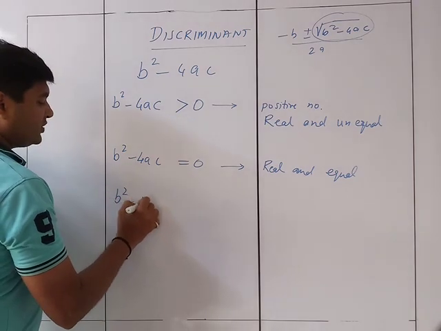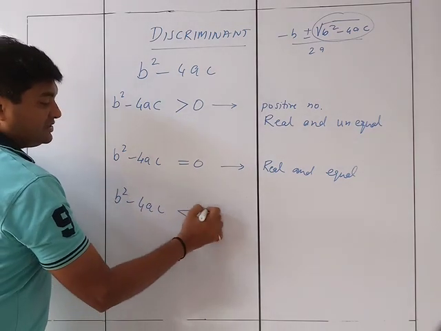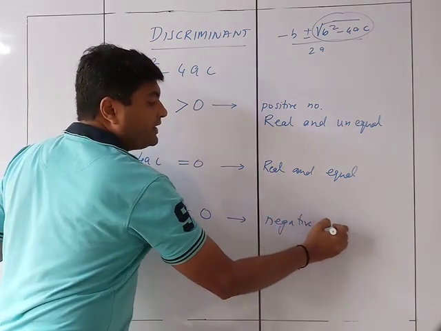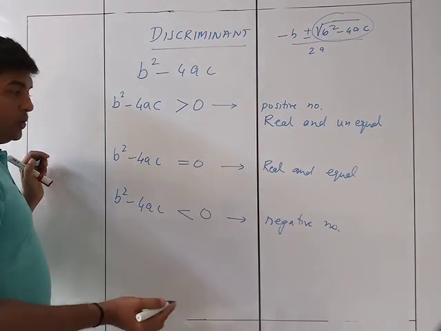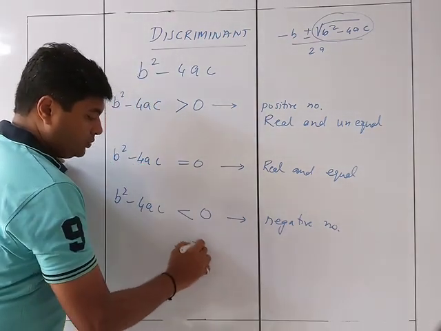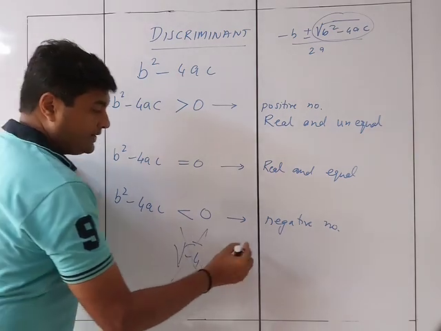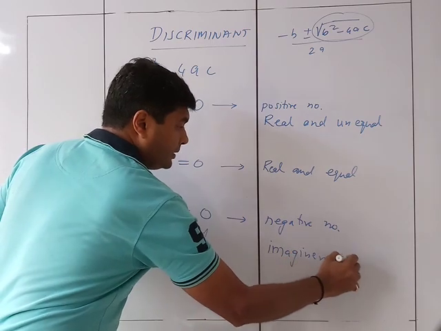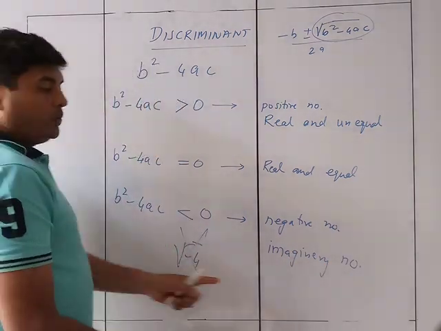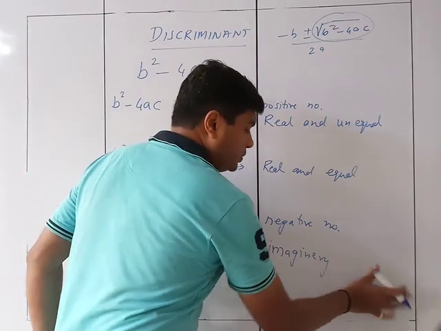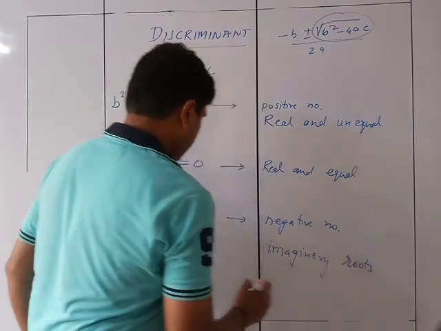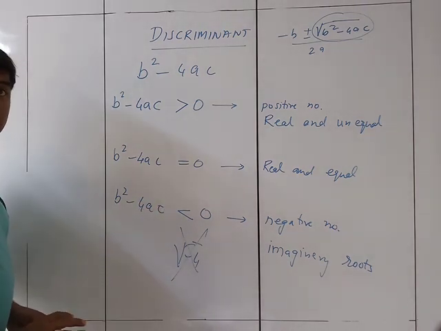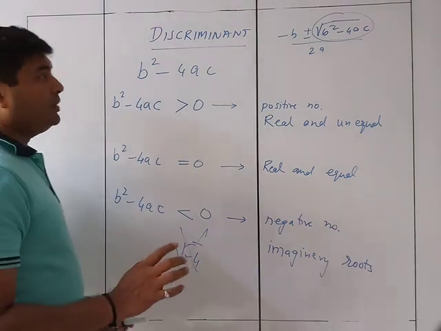Finally, b square minus 4ac is less than 0. That means it is a negative number. If it is a negative number, then as I told you, does the square root of minus 4 exist? No, it's not there. So what is happening? It is an imaginary number. So the roots will be imaginary. The imaginary roots will be there if b square minus 4ac is less than 0. Is it clear?